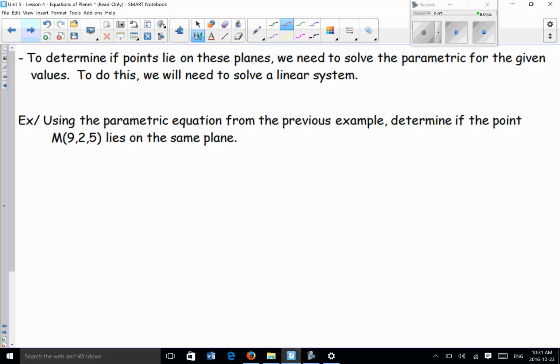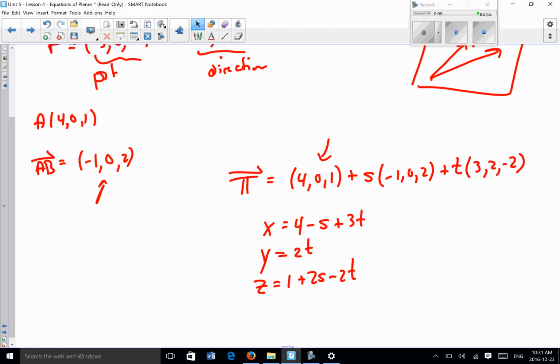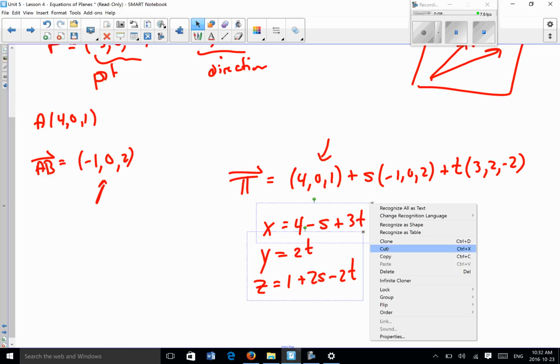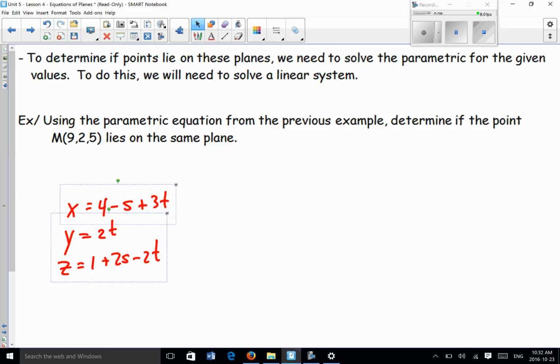Sometimes we want to know, do points lie on this plane? Are they coplanar, if you remember that word from previous? To do that, we can use our parametric version and solve for our parameters. If our parameters come out to certain values, they'll tell us if points lie on the plane or not. So using the parametric equation in the previous example, determine if the point (9, 2, 5) lies on the same plane. So in the previous example, just copy and paste it in here. We had these parameters, and we're going to use those to figure out if (9, 2, 5) is here.